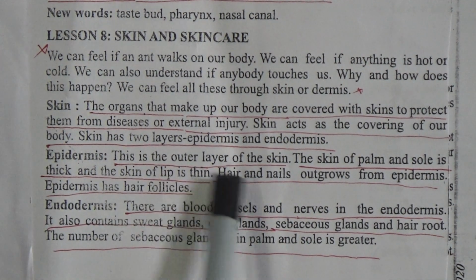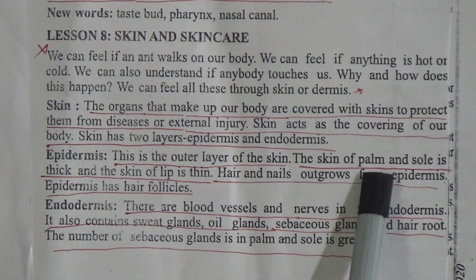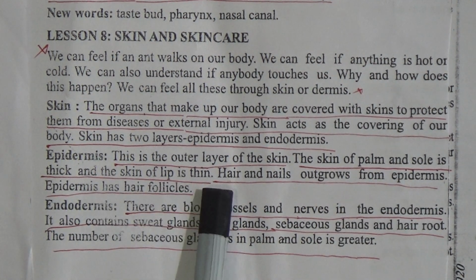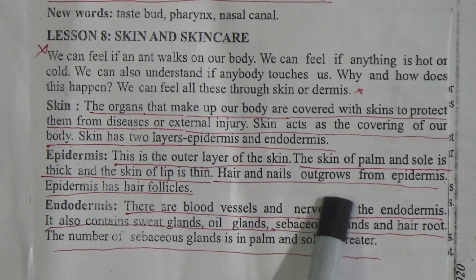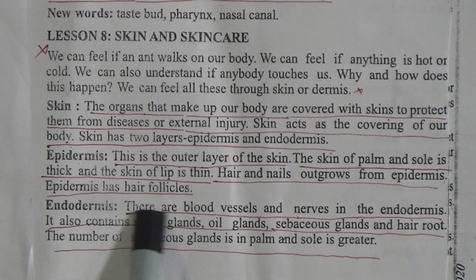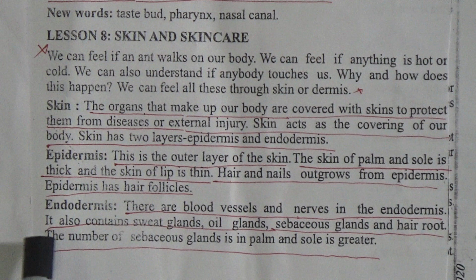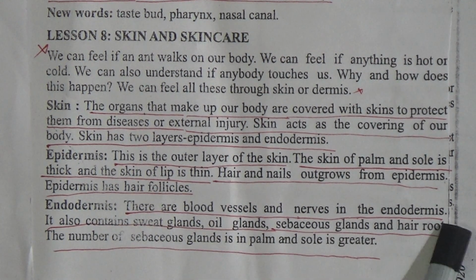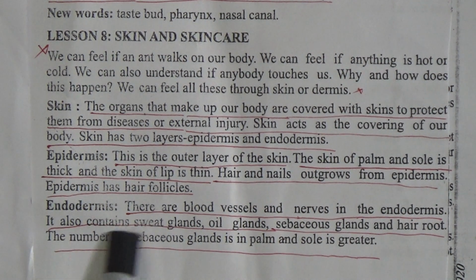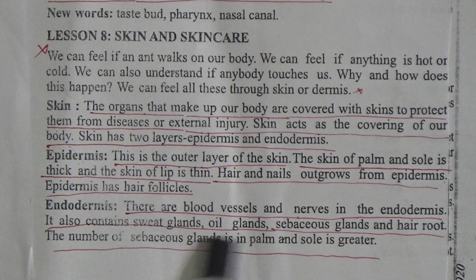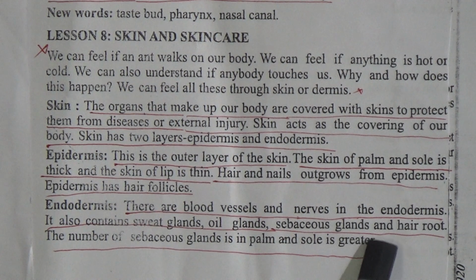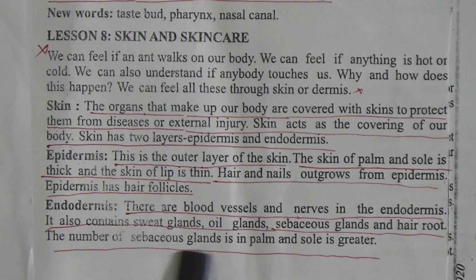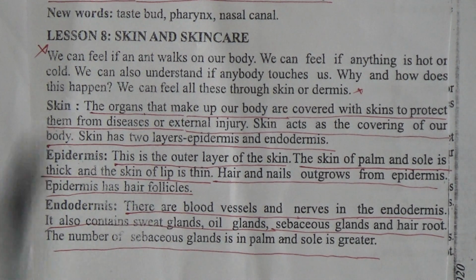Epidermis. This is the outer layer of the skin. The skin of the palm and sole is thick, and the skin of the lip is thin. Hair and nails grow from the epidermis. Epidermis has hair follicles. Endodermis: there are blood vessels and nerves in the endodermis. It also contains sweat glands, oil glands, sebaceous glands, and hair root. The number of sebaceous glands in the palm and sole is greater.